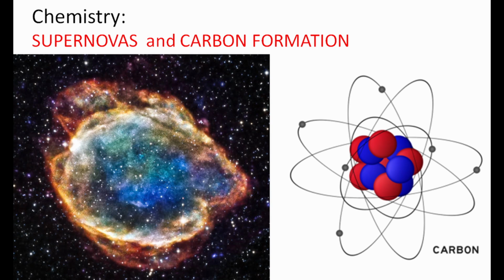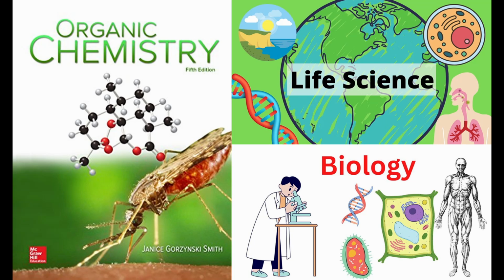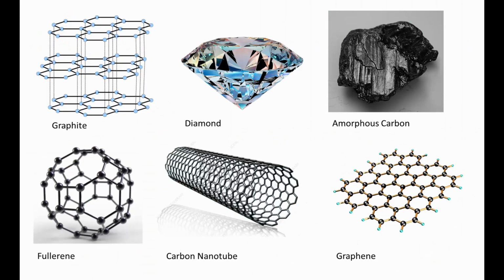I hope you have seen my video on how carbon is formed in stars and supernova explosions. Carbon bonds are critical to life, so the study of carbon bonds is a critical lead into organic chemistry and the life sciences. The simplest carbon-based chemical is carbon itself. Pure carbon can exist as graphite and diamond, amorphous carbon and fullerenes, and laboratory-formed carbon nanotubes and laboratory-formed graphene.